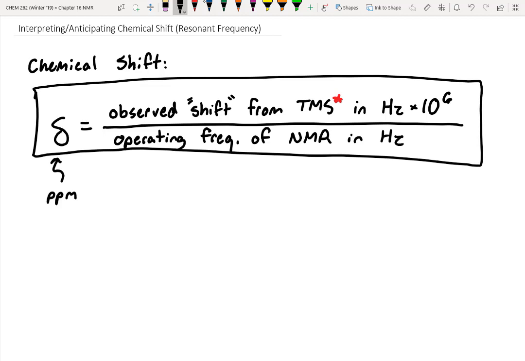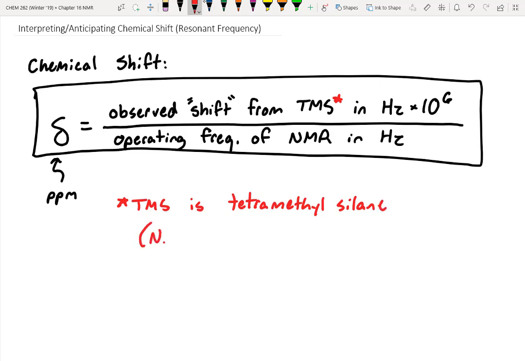Liquid helium's not cheap. So typically you have to be doing a lot of research to justify the cost of having that equipment. Yeah, so the numerator here is basically saying the peak that we're looking at is how far away from the TMS standard in hertz. And TMS is tetramethylsilane.